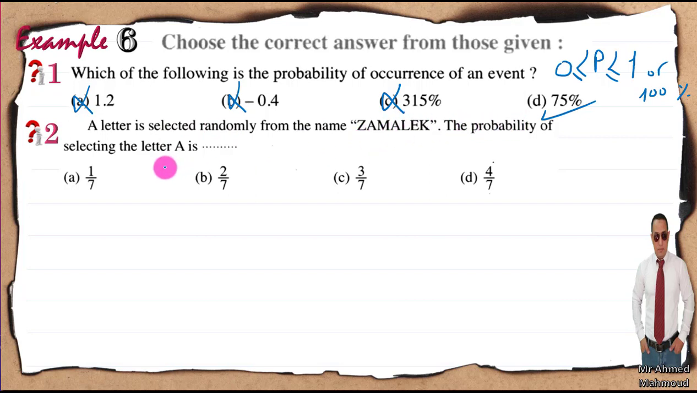The probability of selecting letter A. Now how many letter A do we have? 1, 2, so it is 2 over 1, 2, 3, 4, 5, 6, 7 over 7.